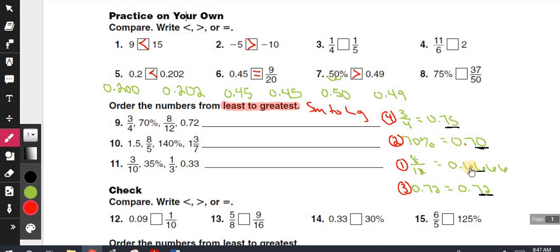Again, make sure you write your answer in the appropriate form using your original values here. So our first is going to be 8/12. Our second is going to be 70%. Our third is going to be the 0.72. And our fourth will be 3/4. And you'll be doing the same exact thing for numbers 10 and 11.